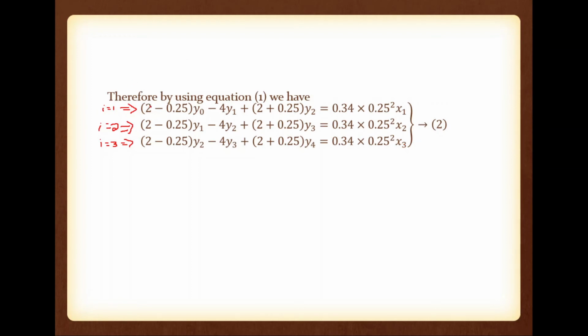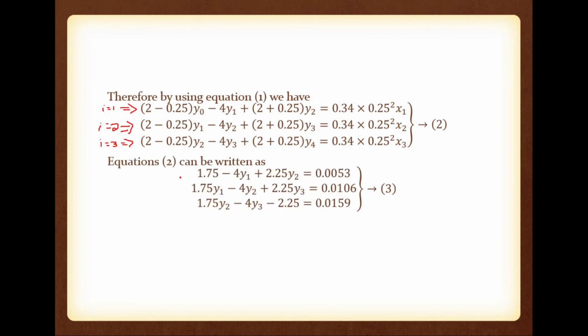So after doing all this, equation 2 will become this one. Please note, 2 minus 0.25, that is 1.75, into 1 (y0). So 1.75 itself minus 4 into y1 plus 2.25 into y2 equal to, now here we have 0.34 into 0.25 square into, what is x1? x1 is 0.25.